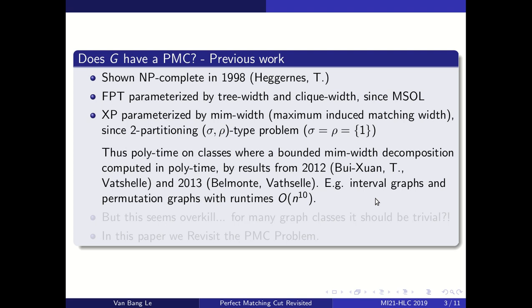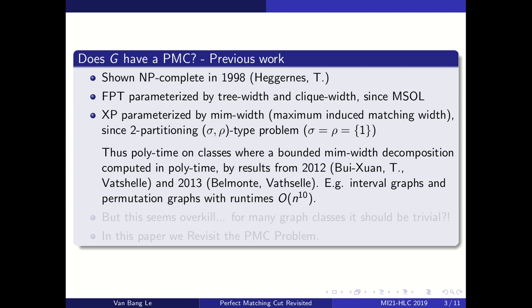Okay, so the question we will be addressing is: given the graph G, does it have a perfect matching cut? This problem has not been studied much before. It was shown to be NP-complete back in 1998. Since it can be expressed as a monadic second-order logic problem, it is FPT parameterized by tree width and by the clique width of the graph.